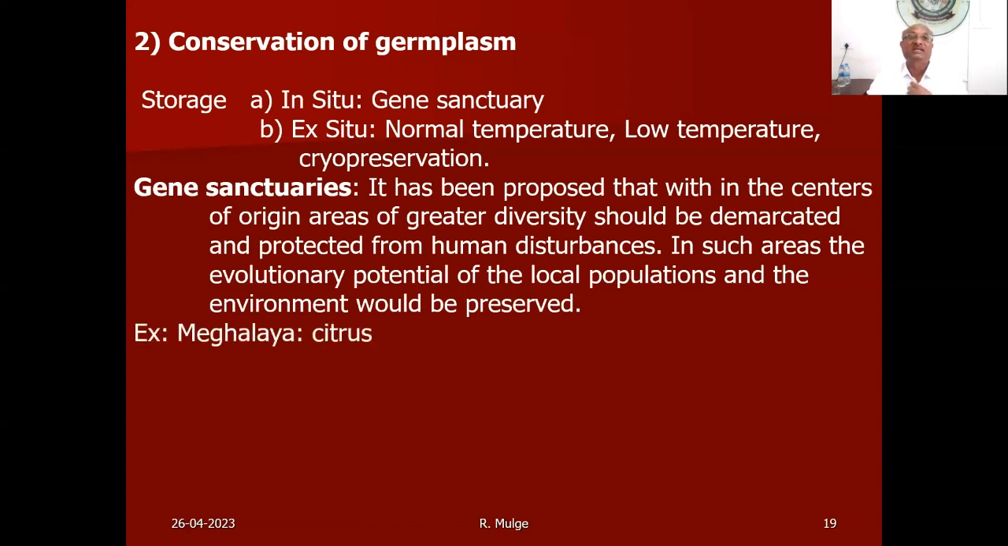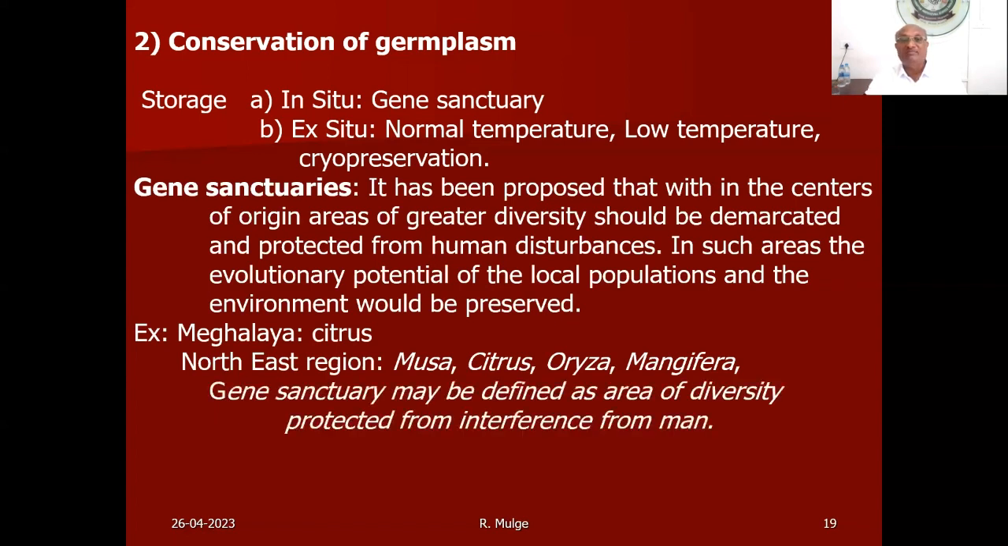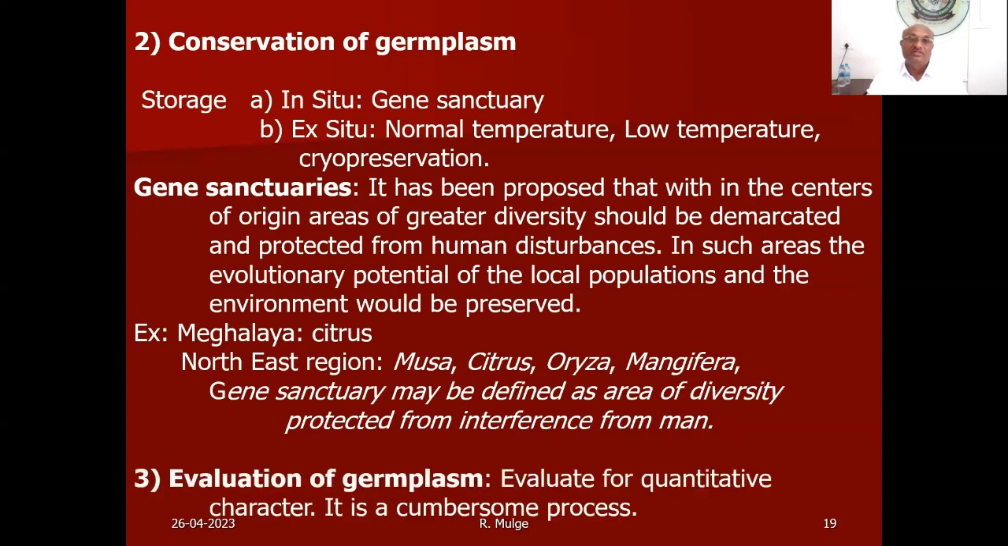For example, citrus gene sanctuaries are maintained in Meghalaya, in the northeastern region. You will find the gene sanctuaries of Musa, banana, citrus, Oryza, rice, and then mango. So a gene sanctuary may be defined as an area of diversity protected from interference by man. There it shows the maximum diversity within the centers of origin. Okay, so that is conservation of germplasm.